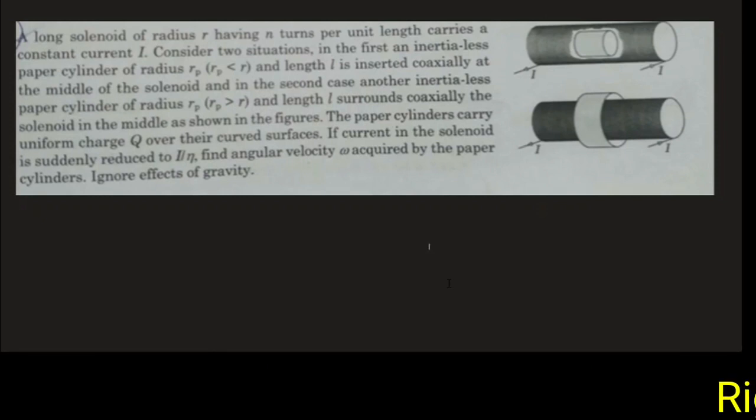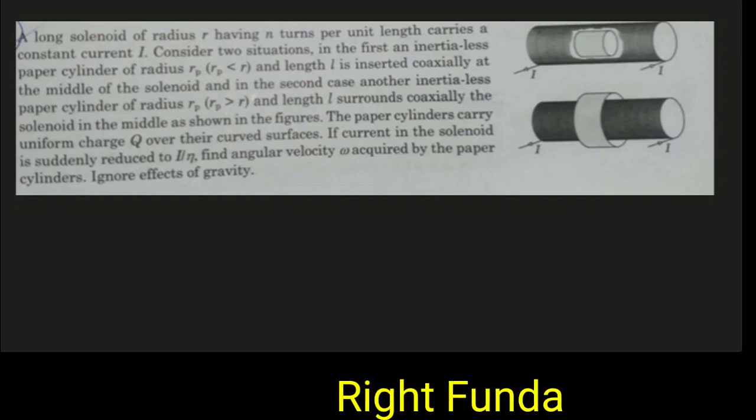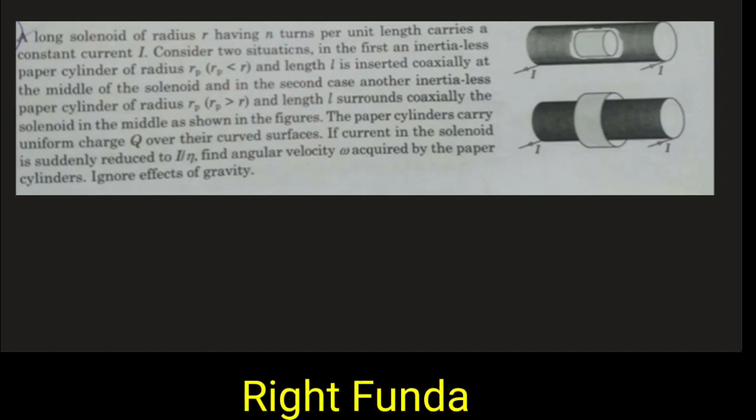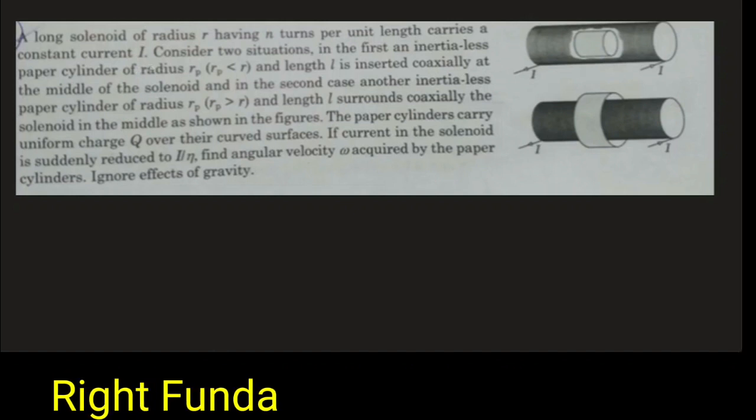Here is an interesting problem from electrodynamics, electromagnetic induction. Let's discuss. Let's read the question first. A long solenoid of radius r having n turns per unit length carries a constant current I.